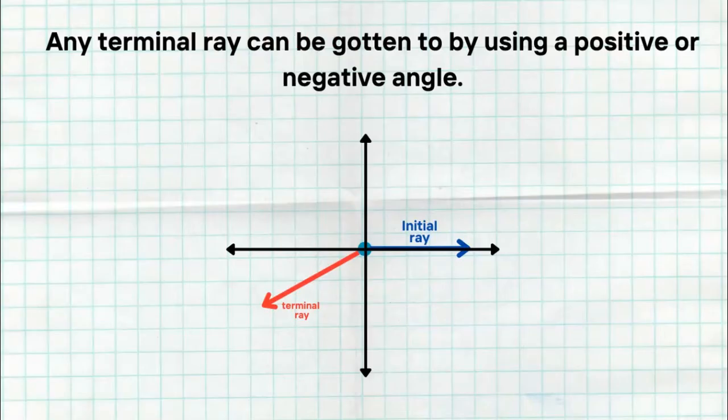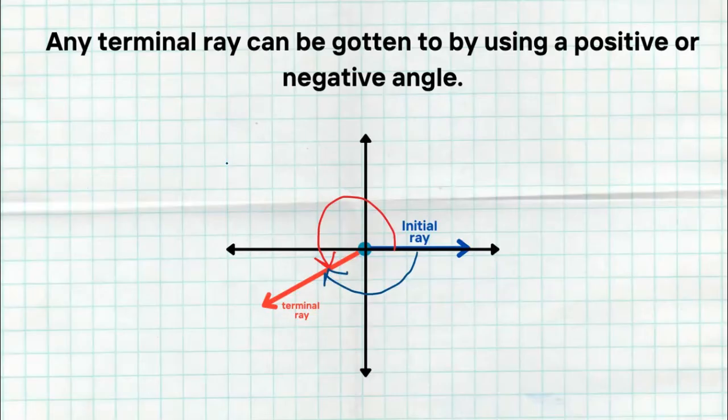Now, any terminal ray can be gotten to by using a positive or a negative angle. So think about this. So here is the initial ray, of course, starting on the positive x-axis, and a terminal ray that I have ending here in quadrant 3. But I could get to this angle using a positive or a negative angle. So here would be a positive angle going in that counterclockwise direction, or I can also have a negative angle that goes in that clockwise direction right there.